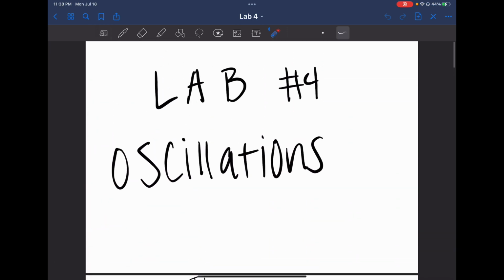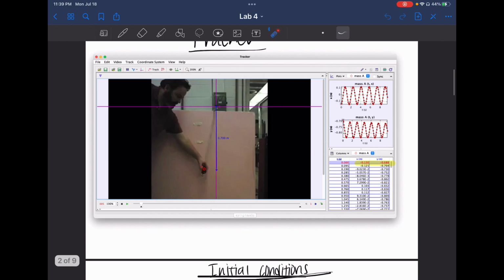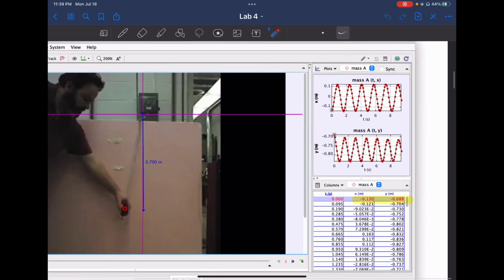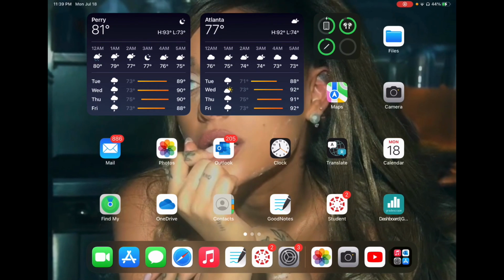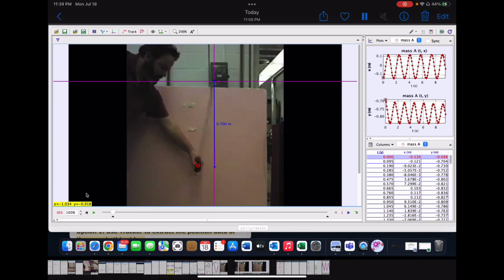For this lab, we started with a video that we were looking at of a spring that was attached to this little point here, and it went down, and then the little mass on there was released, and it went back and forth, kind of like that. And we used Tracker to track it, and I'll show you a video of that.